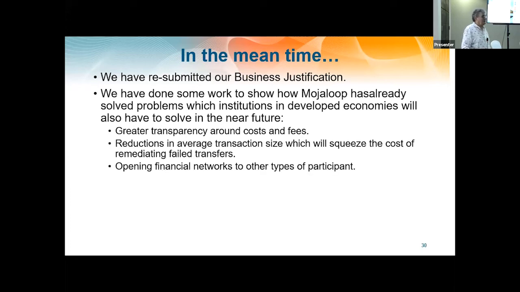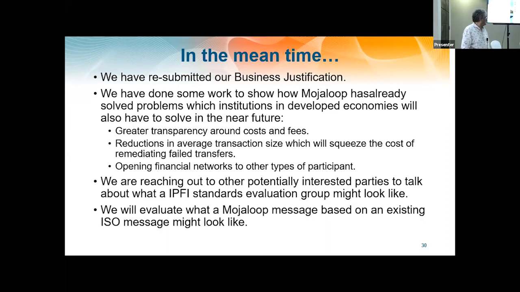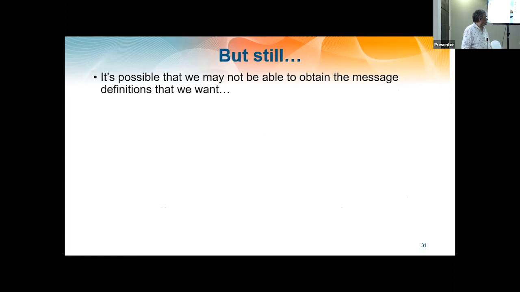And also, there is increasing pressure to open financial networks to other kinds of participants, which, as you know, we do via the third-party payment initiator interface. So we already have that. We're also reaching out to other potentially interested parties to talk about what a standards evaluation group might look like. And we will evaluate what a Mojaloop message based on an existing ISO message might look like. But still, it's possible that we may not succeed, that we may not be able to get the ISO 20022 body to agree to the message set that we want.